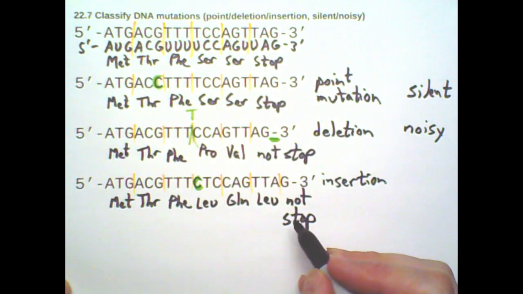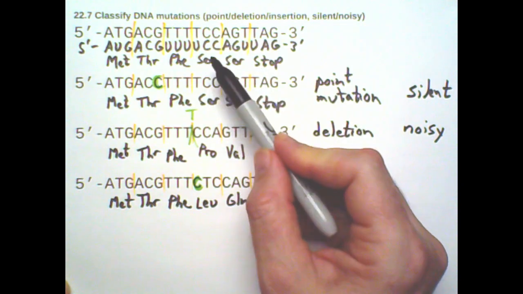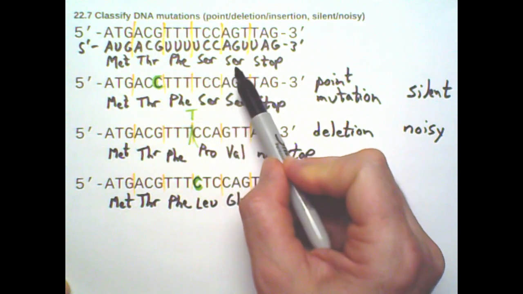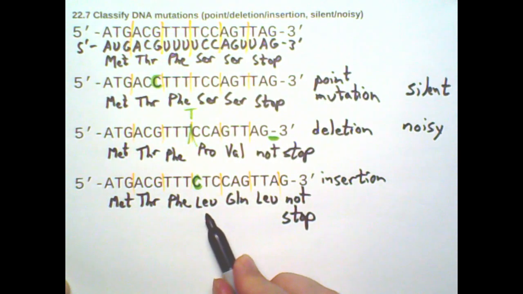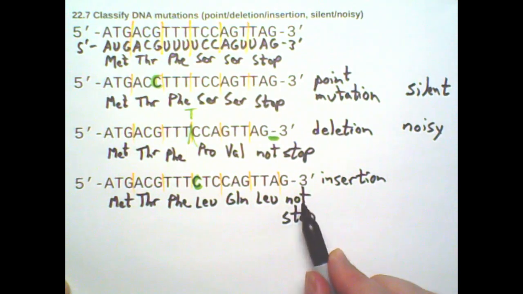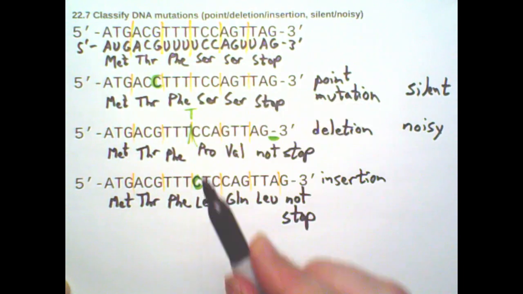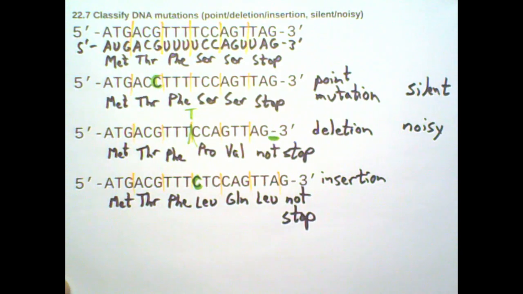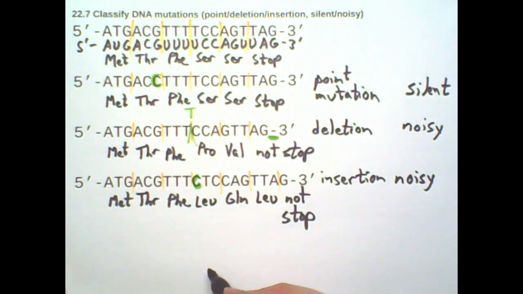So we went from serine, and if you look up the structures of these, serine has a hydrogen bonding alcohol group on it. So 2 serines with hydrogen bonding alcohol groups to a leucine, which is all alkyl side chains, all nonpolar. And we've got 2 of them, and it doesn't know when to stop. And glutamine, that can hydrogen bond, but it's bigger than serine. So big changes here. This is a very noisy mutation.